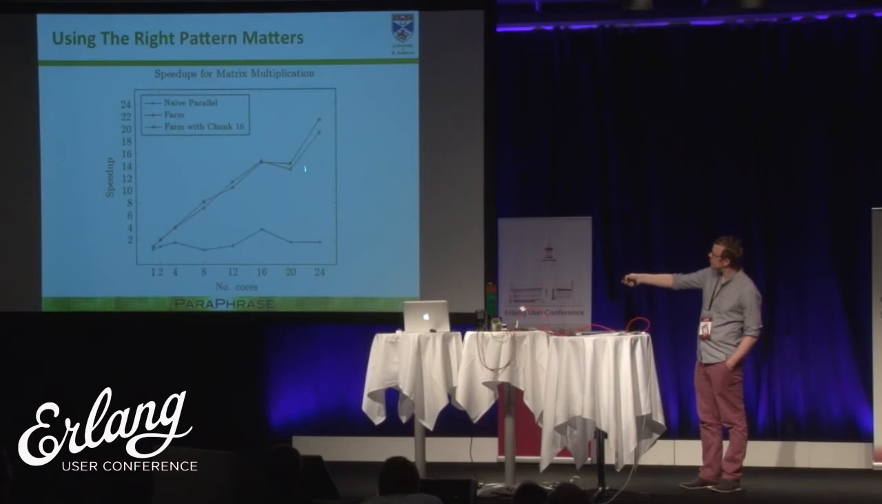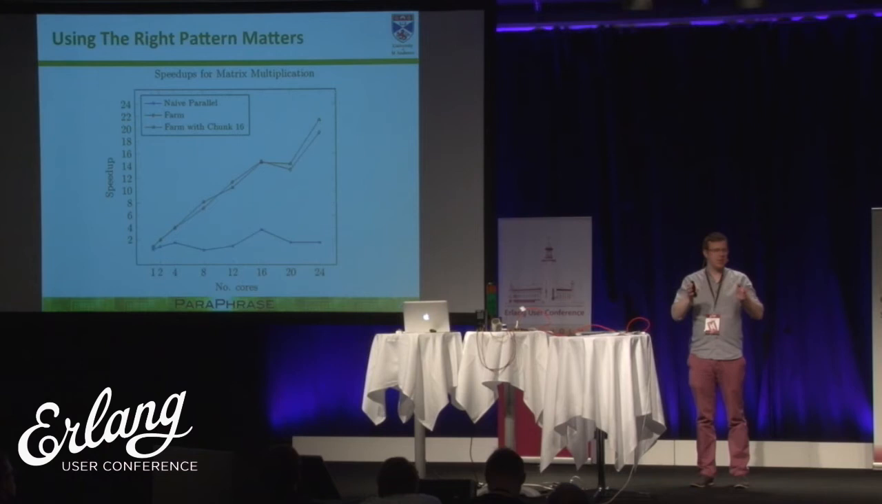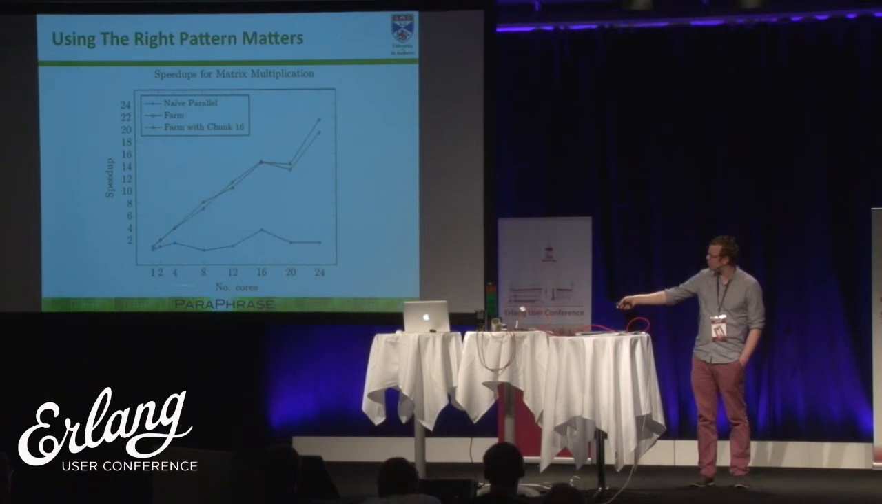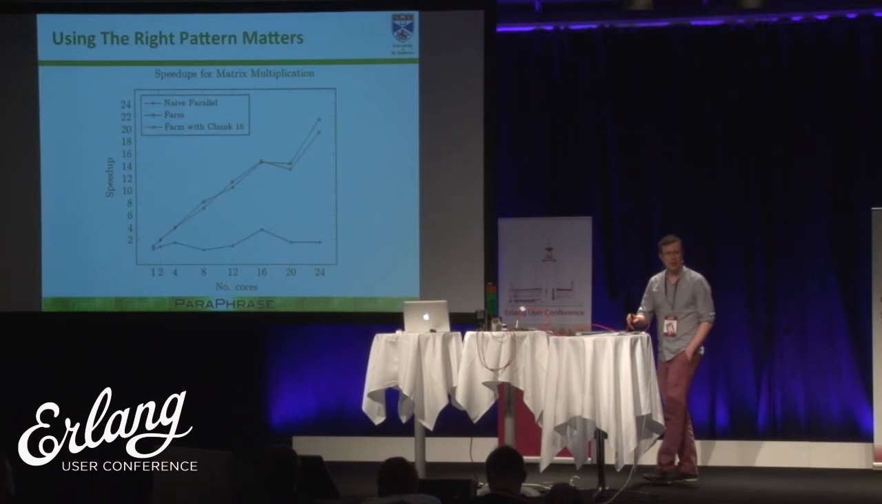Then we can try a different type of pattern. This one simply does chunking, where you group tasks together. Just a different type of pattern, and you can then get slightly more performance, almost linear. The reason we get a dip here is because it's a NUMA architecture, so you get two lots of 12. There's a little bit of overhead copying data over. That's a hardware issue rather than the patterns.